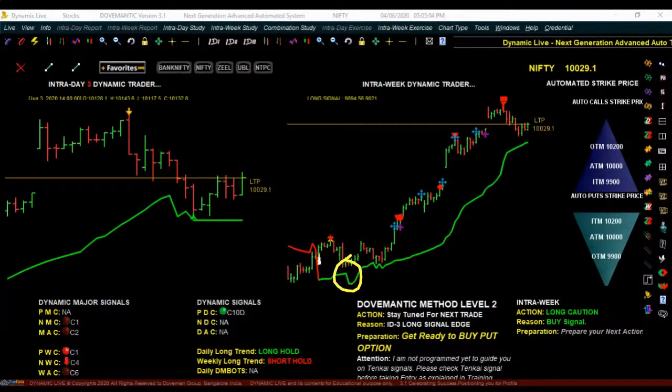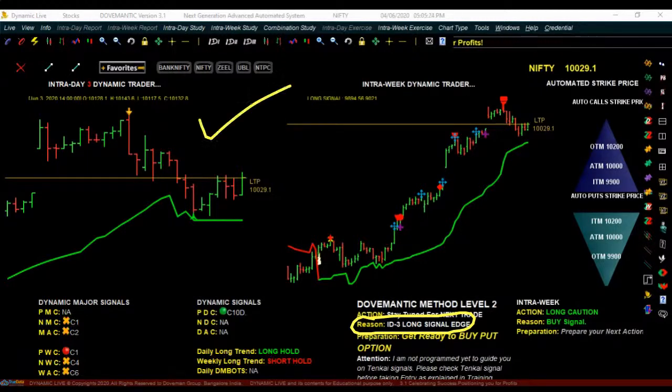Whenever the long signal comes closer, all that you have to do is come look at this reason, and in this reason it will be very clearly written here as ID3 long signal edge or intra-week long signal edge. So wherever the edge point happens, it will be very clearly mentioned here. Now as of now, you can see here it is written as ID3 long signal edge.